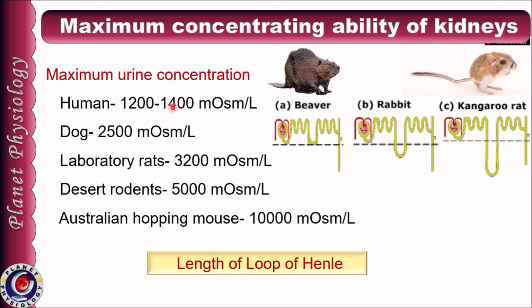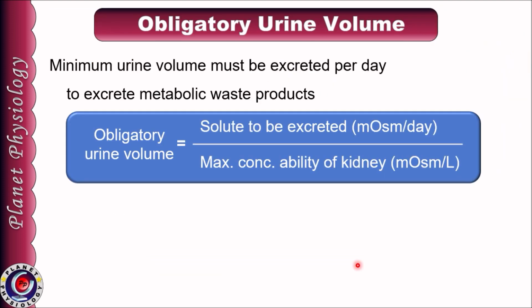But the urine concentrating ability of the desert animals like desert rats or Australian hopping mouse is much greater than that of humans because they need to conserve more water. This limit is decided by the length of loop of Henle. So more the need to conserve body water, longer is the length of the loop of Henle and more is the urine concentrating ability. Next we shall study another related concept, obligatory urine volume.